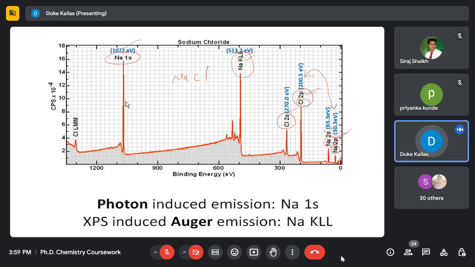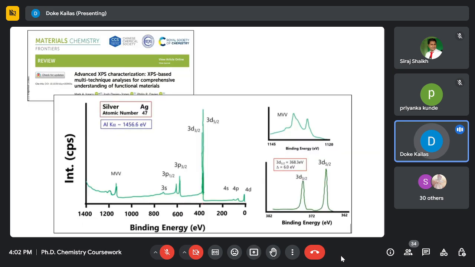Okay, now as usual, one hour is almost over. Like yesterday, we will start to understand more detail about the XPS spectra. This is a spectrum from a research paper, the XPS spectra of silver. This is a review paper, written to understand advances in X-ray photoelectron spectroscopy for characterization. So this is one of the survey spectra.